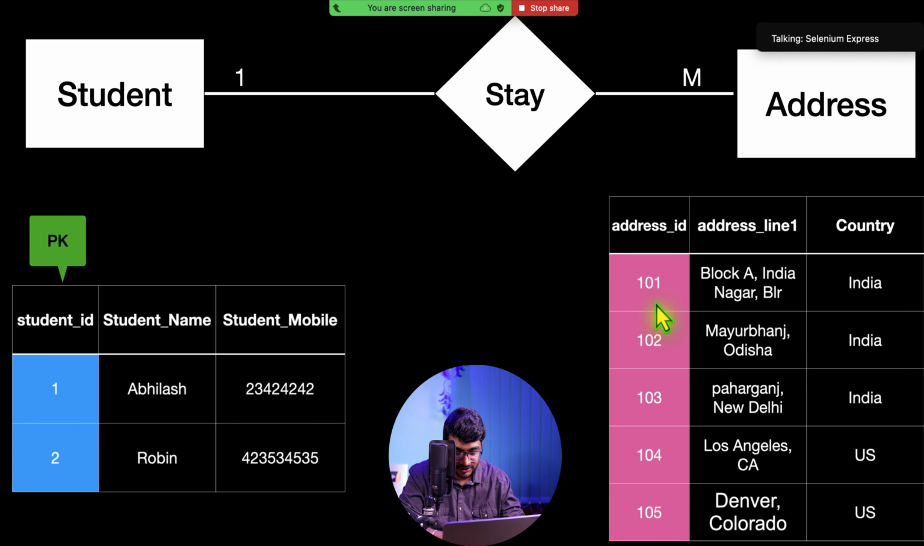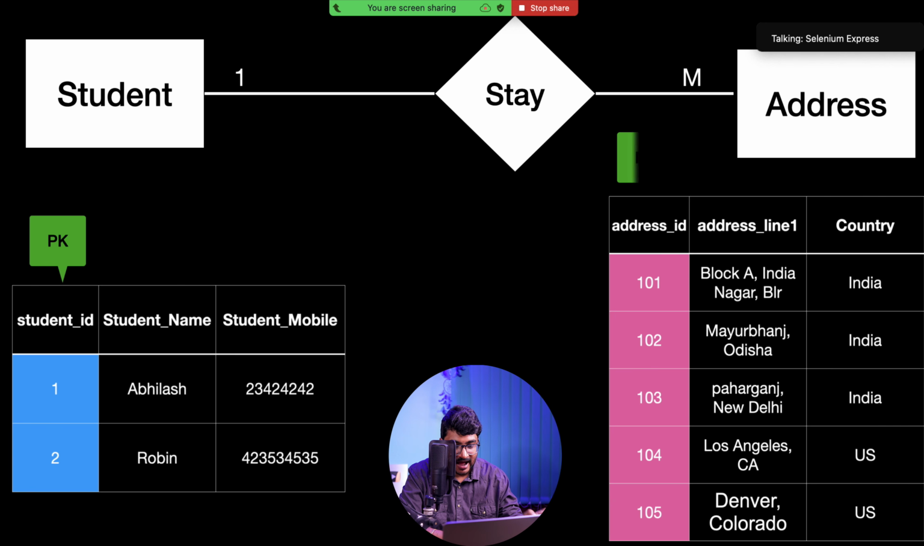Indiranagar, Bangalore. It's a 101 address ID. Another one is Mayurbhanj, Orissa for the 102 ID. Okay. Another one is Paharganj, New Delhi. This is another address, has an ID, and this is the country where this address is. Some addresses are there, like Los Angeles and Denver. Okay, that's in the US, and there goes the address ID.